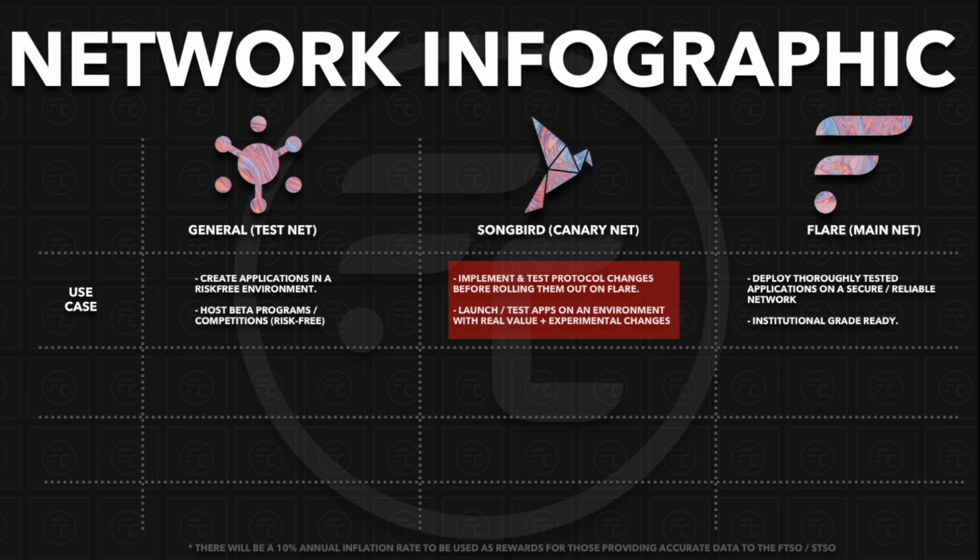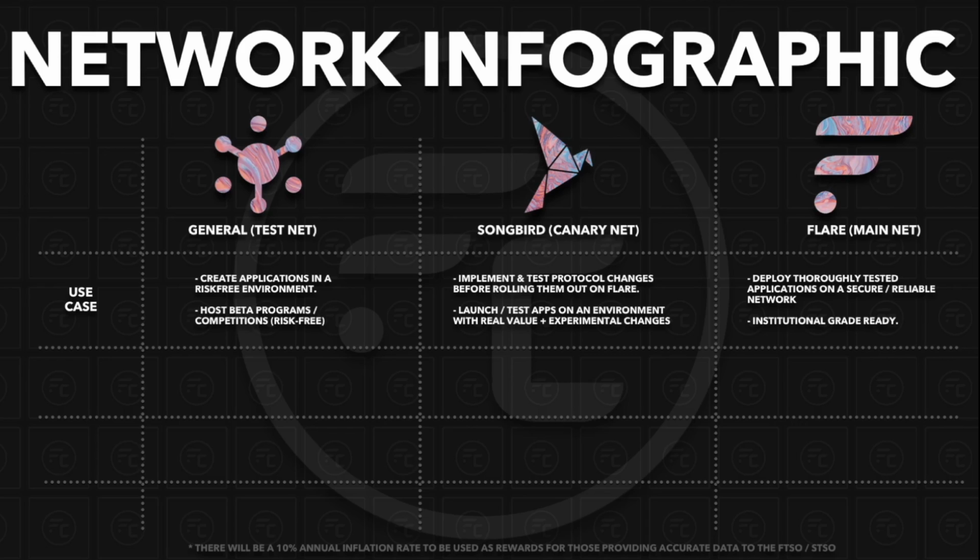Now let's move on to the Songbird Canary Network. The Canary Network, Songbird, is basically a replica of the Flare network. It's going to allow protocols to be implemented and tested before rolling them out onto Flare. This essentially means that developers can really test these protocols in a real working environment, on a network which actually holds value. Developers are going to be able to launch and test their applications in an environment with real value and experimental changes. So what do I mean by experimental changes? Well, the Songbird Canary Network is going to be the host for various changes before they're actually rolled out onto Flare. After thorough testing, the developers may choose to move these changes onto the Flare network.